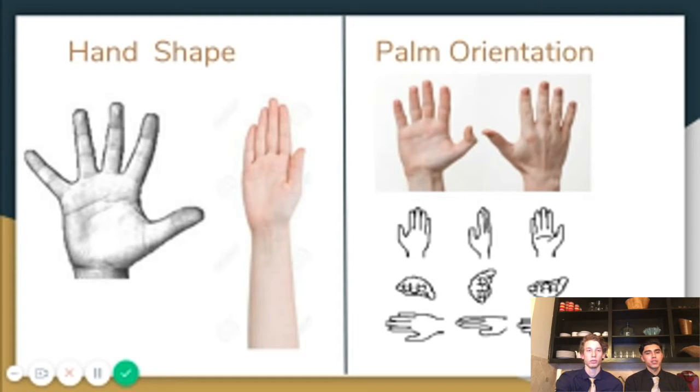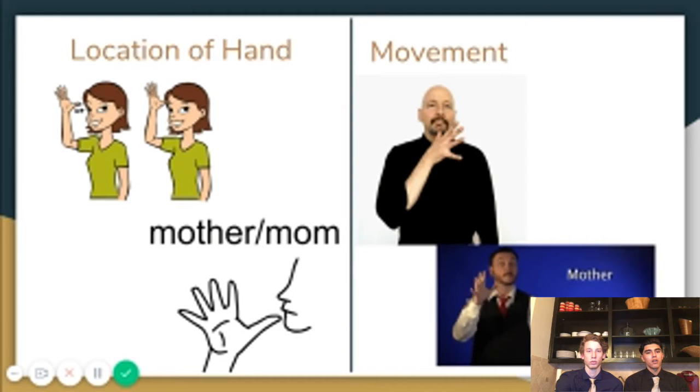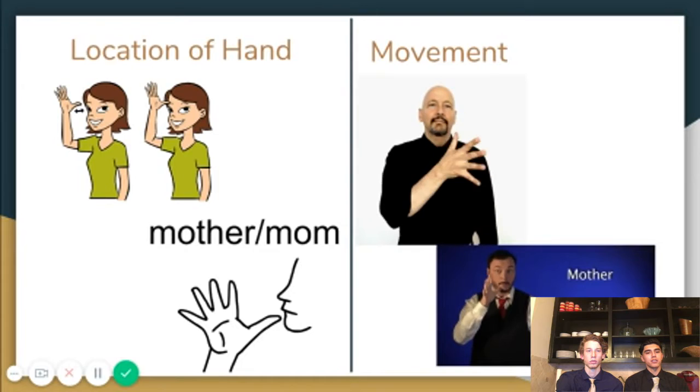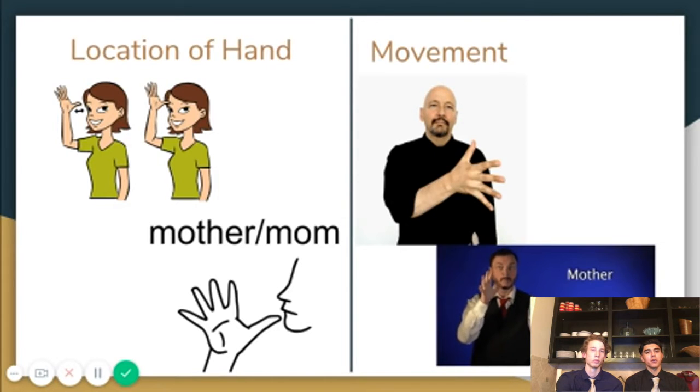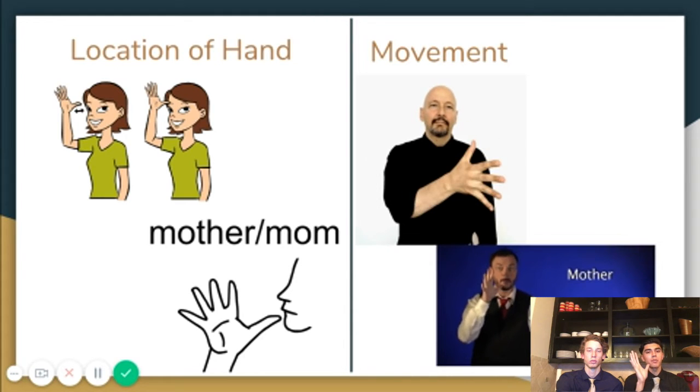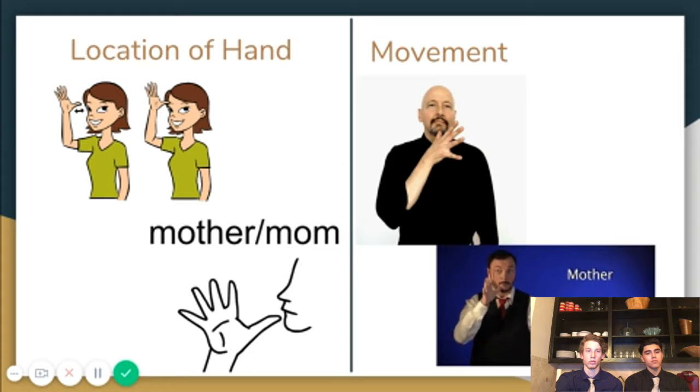Next is palm orientation, or the way your palm is facing when you make a sign. Again, using the example of the sign for dad, if your palm would be facing down or up or any other way, it would be the completely wrong word. Location of the hand is also a crucial element of ASL, as a lot of the signs look alike but are dictated by the location of the hand. So for example, the sign for mom is very similar to dad. However, mom is here and dad is here.